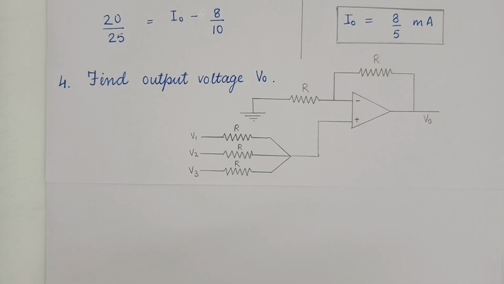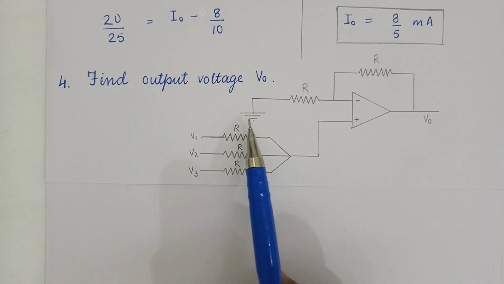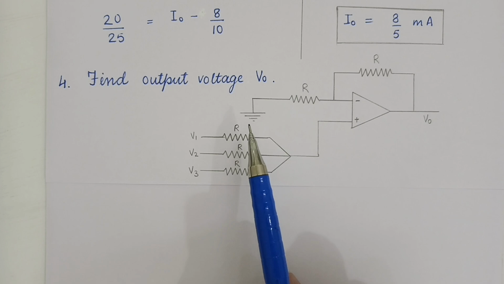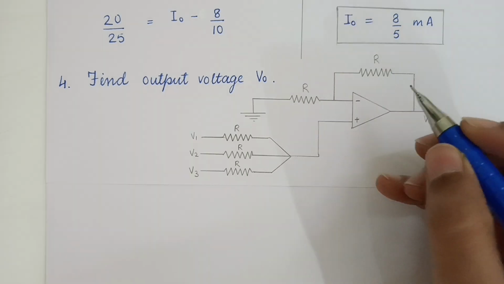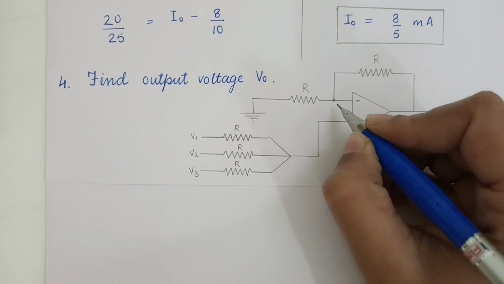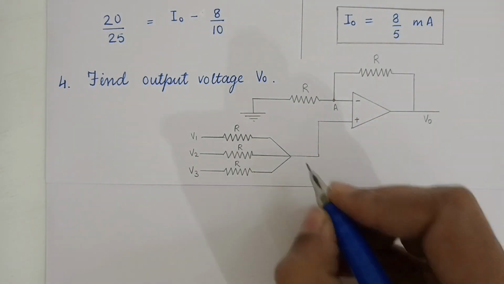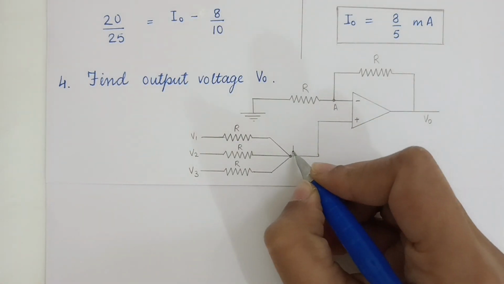So here we go for the next question. In this we have to find output voltage V0, that is this V0. And here you can see we have 3 resistance, and this time this is grounded, means this is going to be 0. And again using the same concept of incoming current is equals to outgoing current. So let's mark the points first. So let us say this point as A and this point as B.